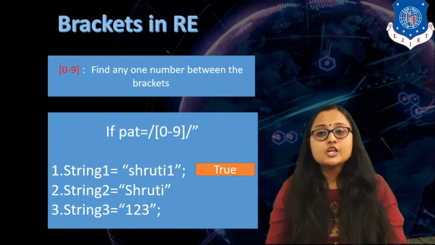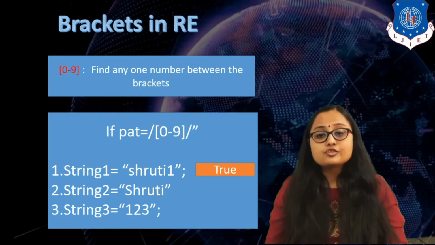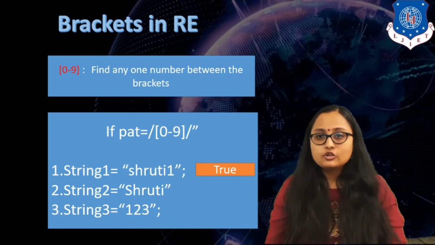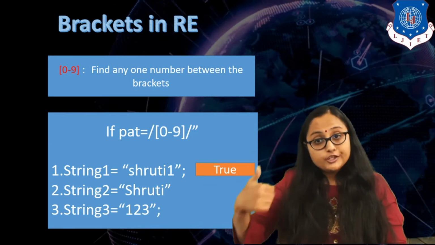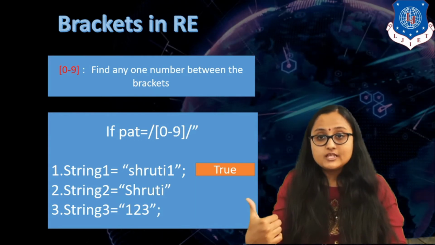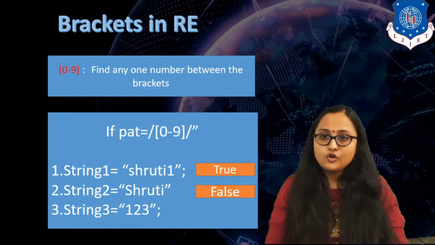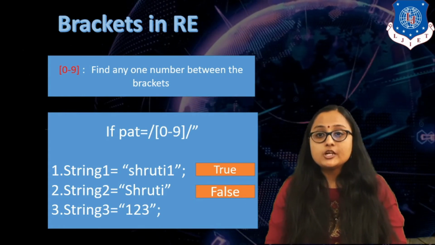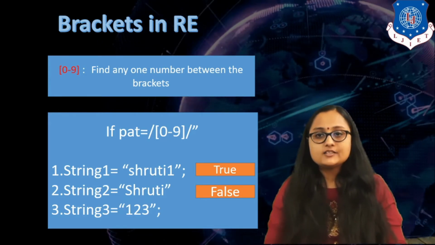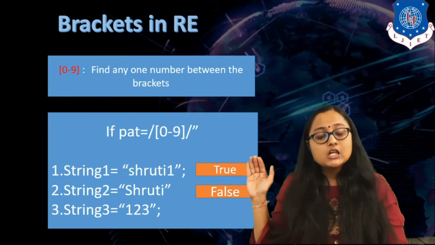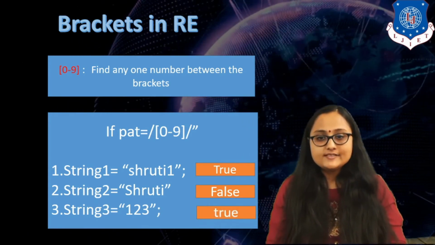The second string is only Shruti. So does this string consist of any number? No, it does not consist of any number from the range 0 to 9. So according to this pattern, my string Shruti is invalid. So my test method will return false. The last one is 1, 2, 3. So obviously all the three characters are numbers, which is valid according to my pattern. So that will return true in my test method.